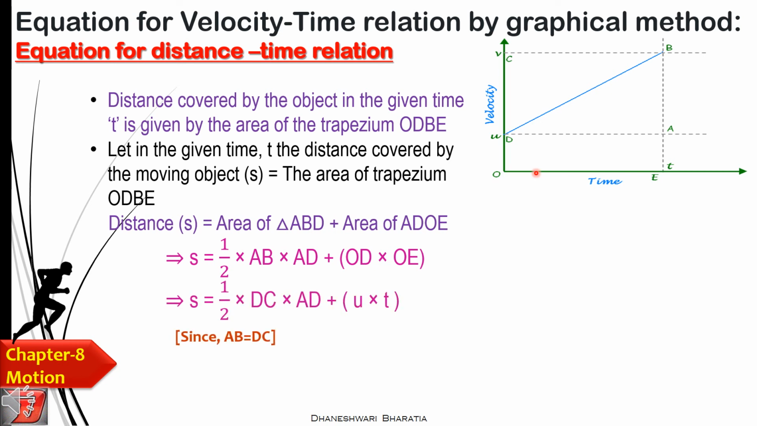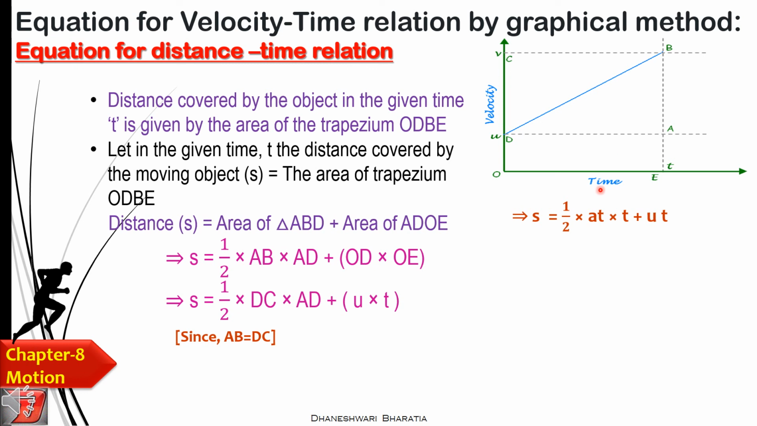Okay, but we know that OD is U and OE is T, so I have substituted here with U and T, and we know that AB is equal to CD, isn't it? So I have substituted AB with CD here, and I have substituted the values of OD and OA respectively. Okay, now what is this CD? In the previous equation we have found the CD. CD is AT, right? And what is AD?